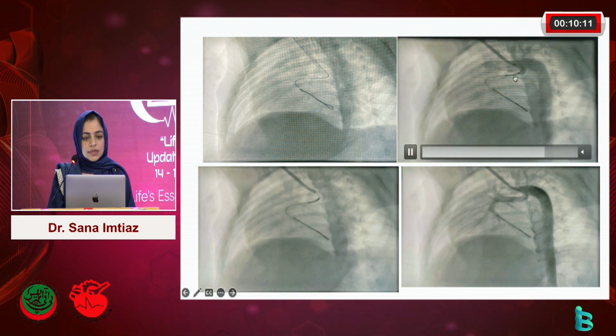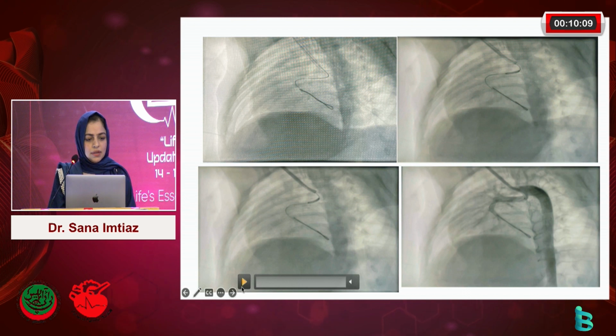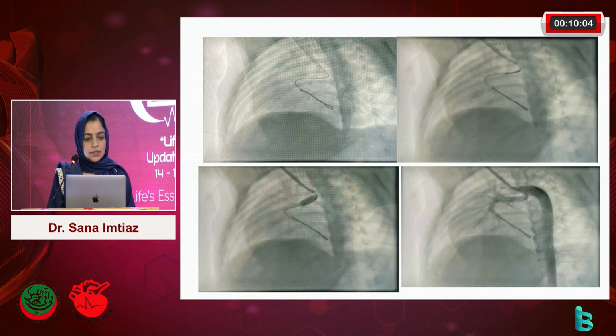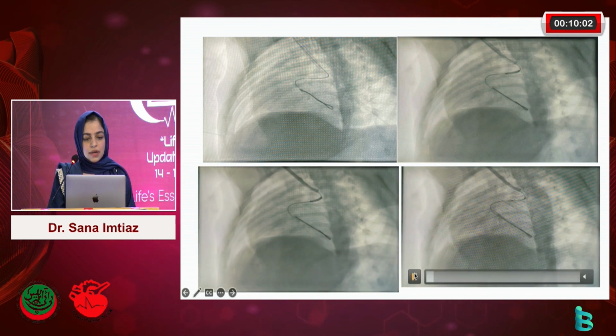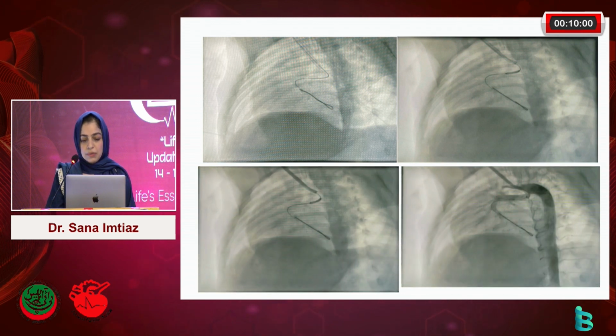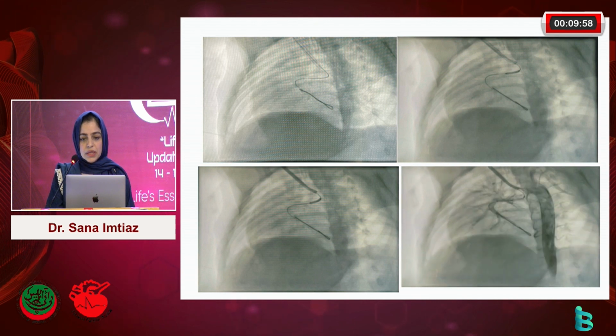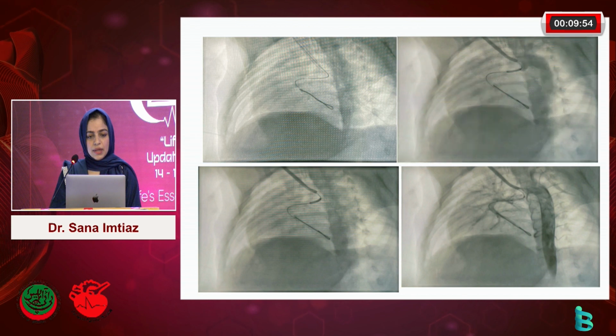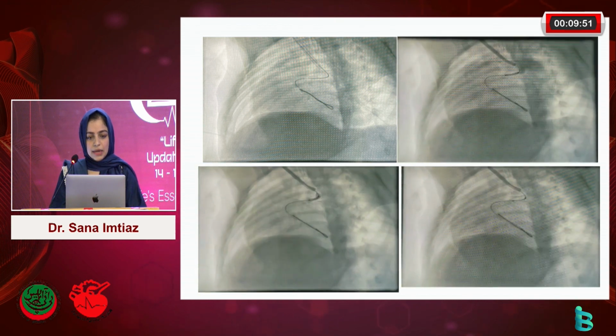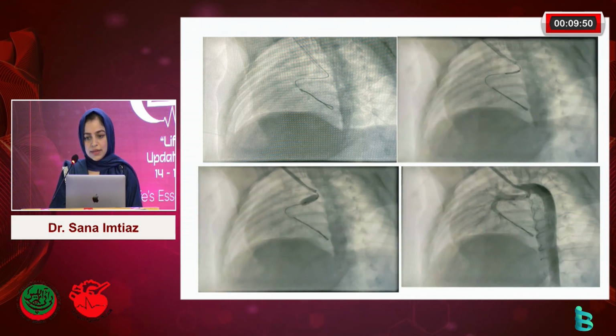Here you can see the stent in the PDA, a little preferentially into the right pulmonary artery. Stent deployment in the PDA restored good pulmonary blood flow. It was preferentially directed towards the RPA with jailing of the LPA. How to deal with this problem, I'll show you in the next cases.